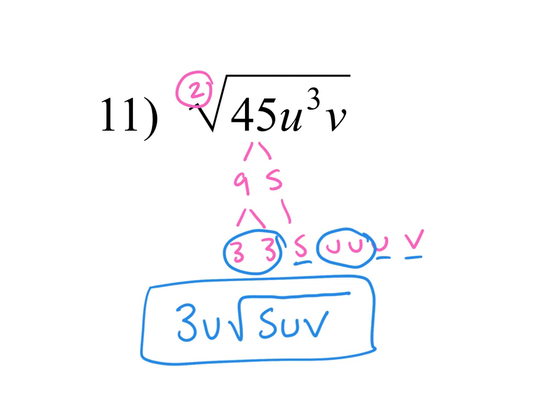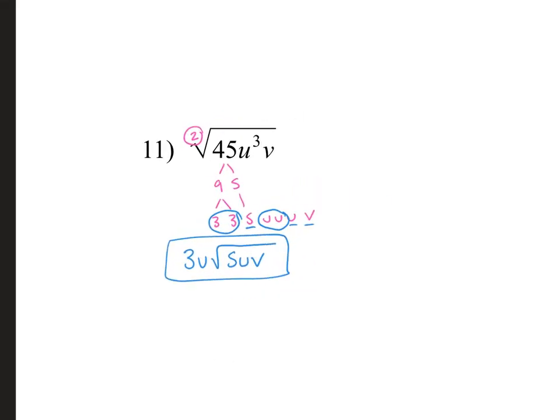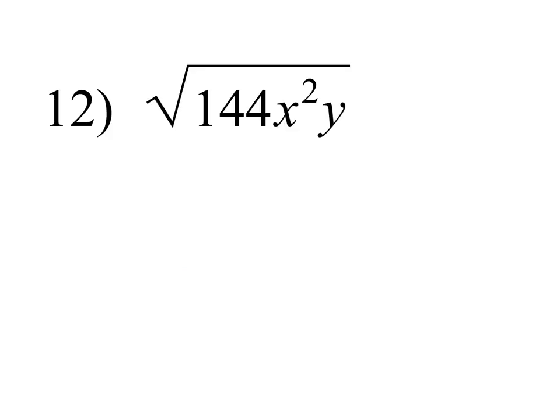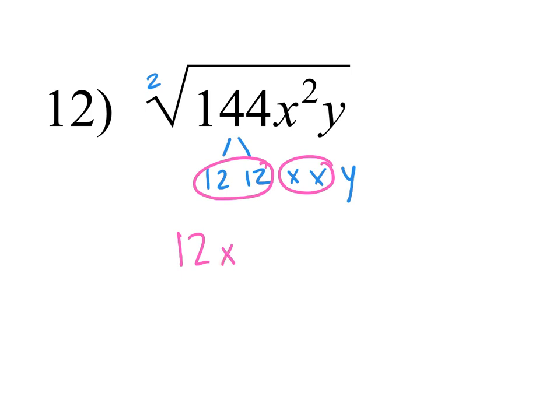Any questions here? Yes. What are 2 factors of 144? Perfect. 12 and 12. I'm circling groups of what here? Groups of 2. How many X's do I have? 2 X's. And how many Y's? Just 1. So if I'm circling groups of 2, what can I circle? The 12s and the 2 X's. So what comes to the outside? 12X, and what stays on the inside? Y. Perfect.